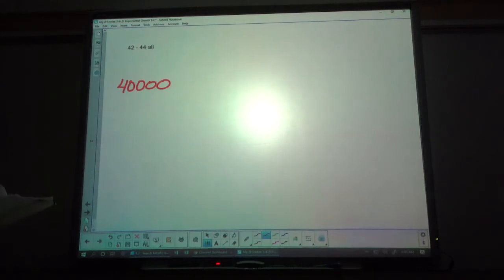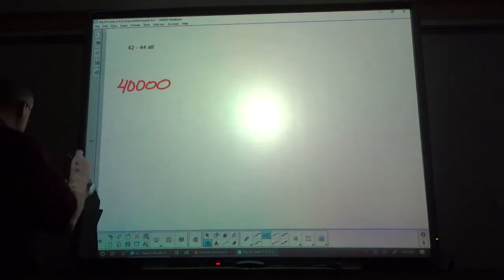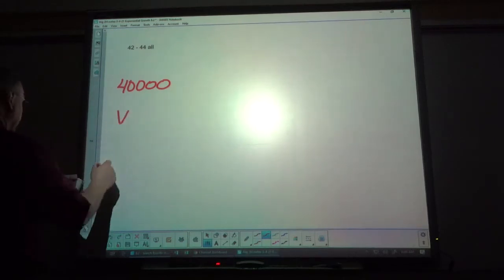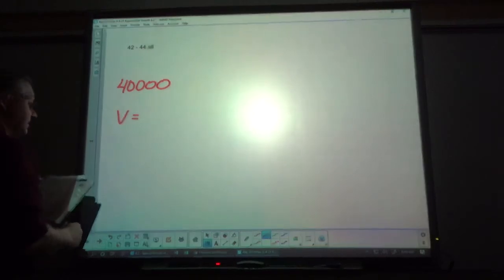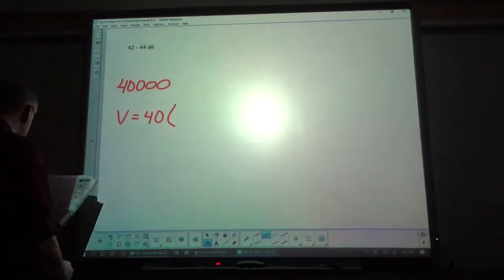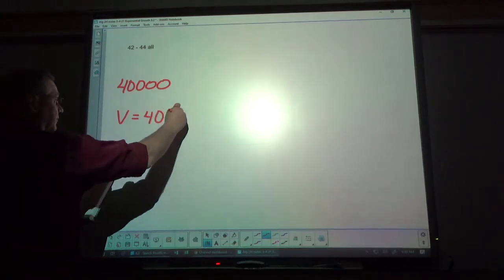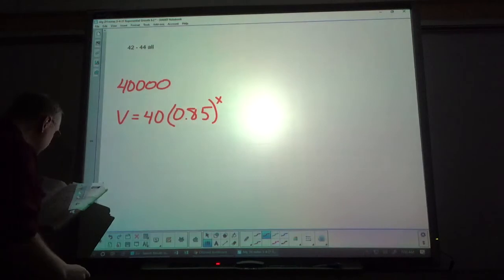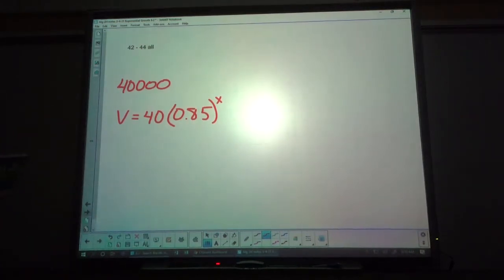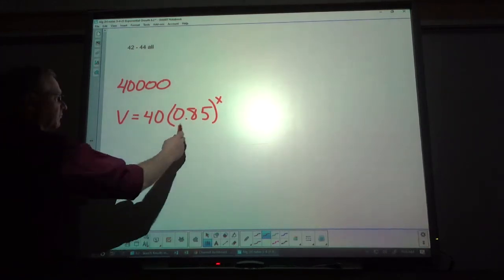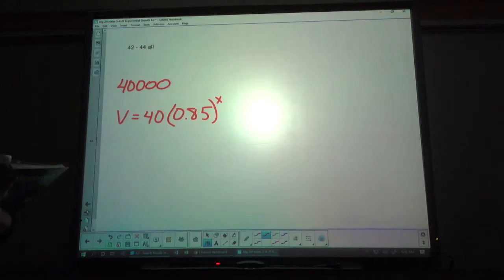Now notice they said the value in thousands of dollars of equipment is modeled, and V is the value, equals 40 instead of 40,000, 40 times 0.85 to the x, where x is the number of years since the equipment was purchased. Now they refer to this as depreciation of an item. As it gets older, it depreciates or loses value. And 85% is how much is retained, so that means it loses 15% every year.